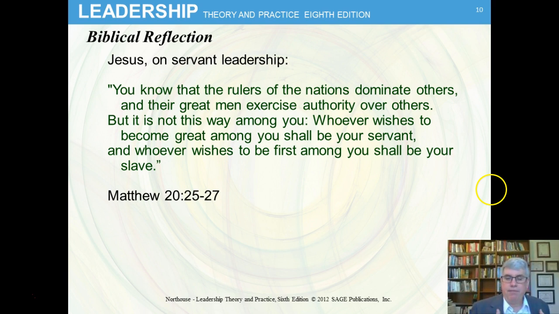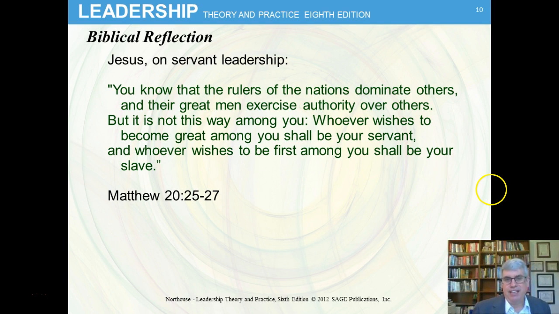Now, at Azusa Pacific, we're really committed to biblical values, so we try to link the concepts in the textbook to biblical principles. And since the origin of servant leadership comes from the teachings of Jesus himself, this is really natural. Jesus said, and this is the origin 2,000 years ago of servant leadership, he said, "You know that the rulers of the nations dominate others, and that their great men exercise authority over others. But it's not this way among you. Whoever wishes to be great among you shall be your servant, and whoever wishes to be first among you shall be your slave."